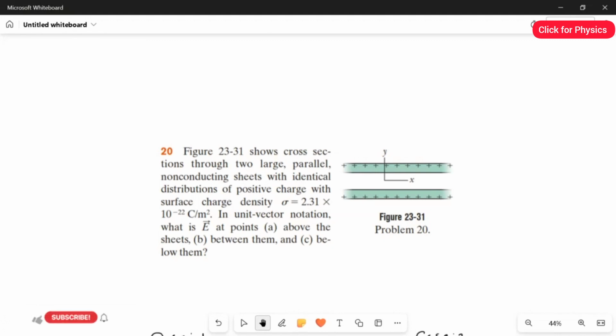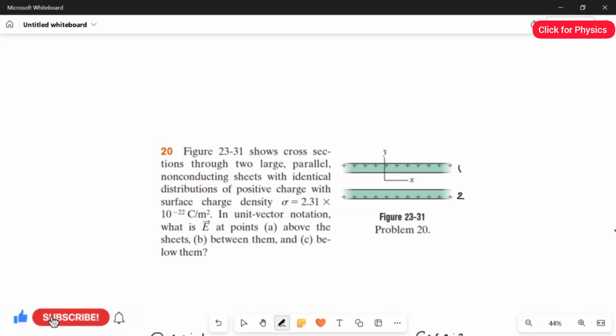So here we have to see the diagram. Here we have two parallel plates, right? And these two parallel plates are non-conducting sheets. Let's take this as plate 1 and this one as plate 2, or sheet 1 and sheet 2. In these two plates we have identical distribution of positive charge. That means you can see all positive charges in sheet 1, and here also we have positive charge. So the positive charge is distributed in both sheet 1 and 2.